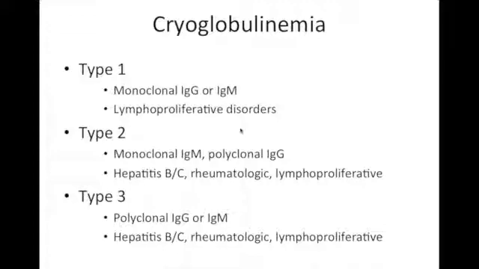Type 1 can be monoclonal IgG or IgM. These typically are associated with lymphoproliferative disorders. Type 2 is IgM and polyclonal IgG. These tend to be associated with connective tissue disorders, such as rheumatoid arthritis, but also Hep B, C, and lymphoproliferative disorders. Type 3 is polyclonal IgG and IgM, and has very similar associations to type 2 cryoglobulinemia.